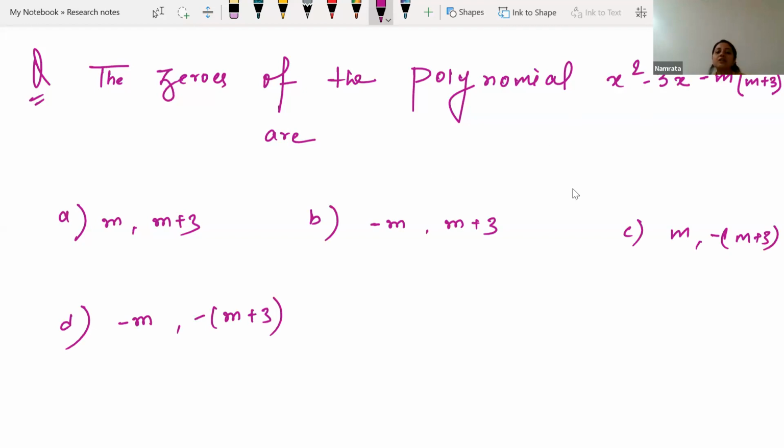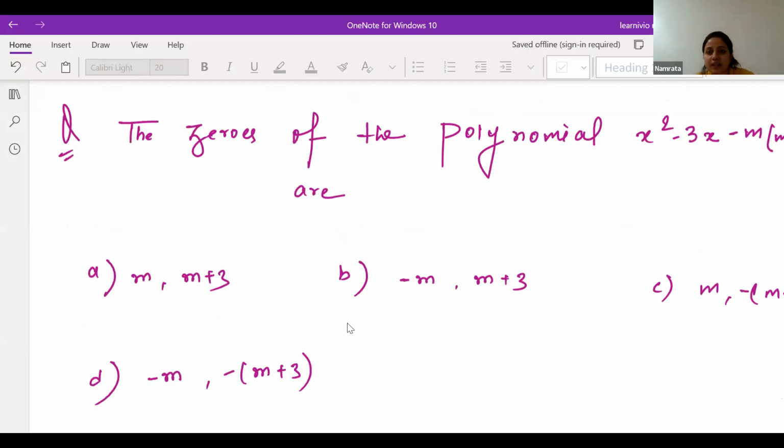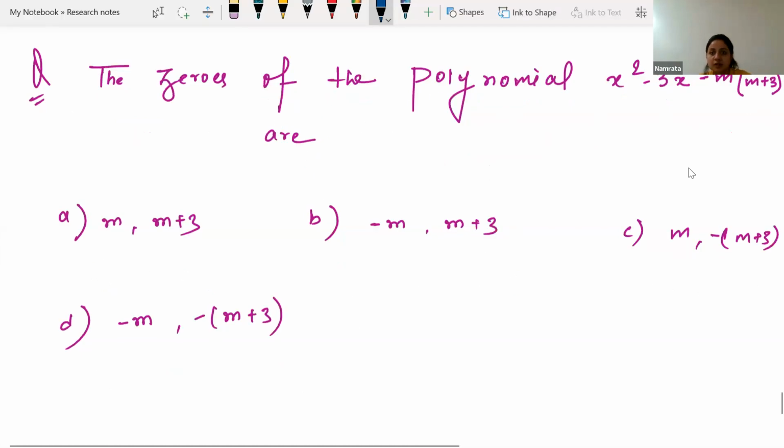Please do it and find the zeros of the given polynomial x square minus 3x minus m in bracket m plus 3. Take a few moments, a few minutes, and try it at first, and then we will be discussing how to find the zeros over here. Please try it at first. Okay?